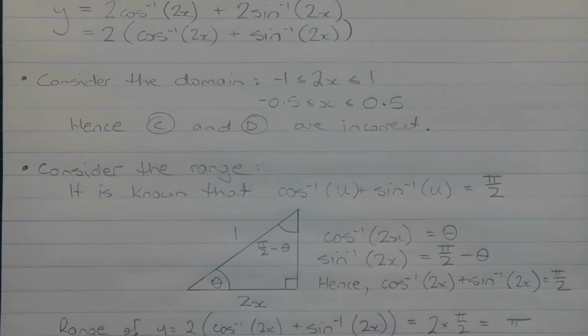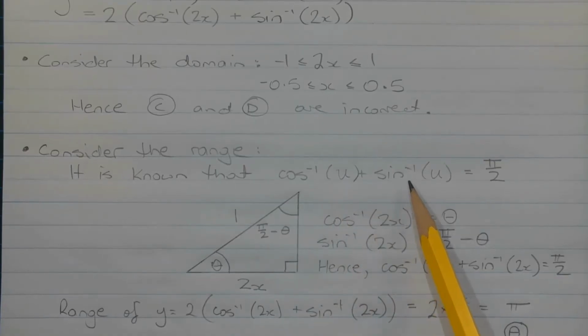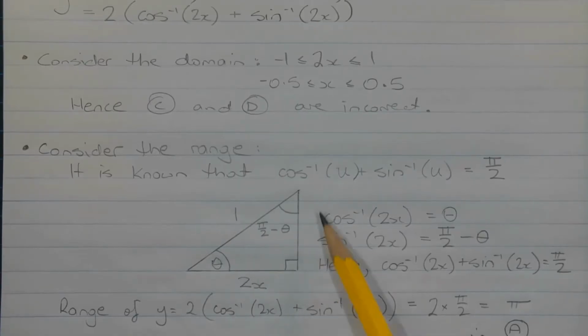Now consider the range. It is known that inverse cos of u plus inverse sine of u is equal to pi over 2. And here is the reasoning. So consider this right angle triangle. Here's angle theta. This side here is 2x and the hypotenuse is 1. Now inverse cos of 2x over 1, so adjacent over hypotenuse, in this case is 2x, is equal to theta. That's this angle here. Inverse sine of 2x will be pi over 2 minus theta, which is this angle here.